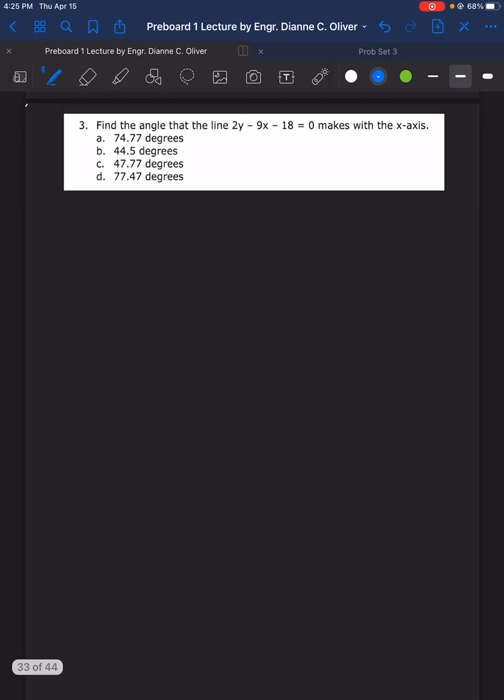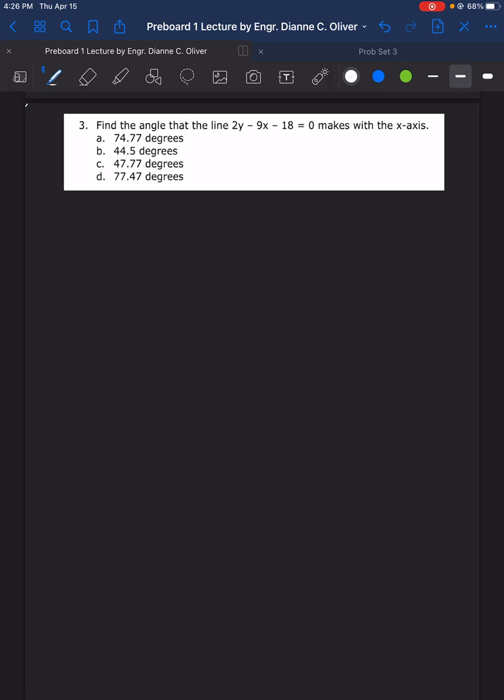Okay, we have here number 3. Find the angle that the line 2y minus 9x minus 18 equals 0 makes with the x-axis. Letter A, 74.77 degrees. B, 44.5 degrees. C, 47.77 degrees. D, 77.47 degrees.